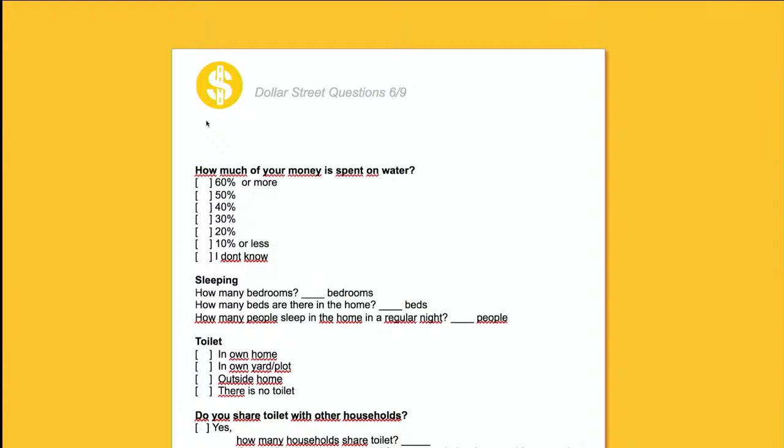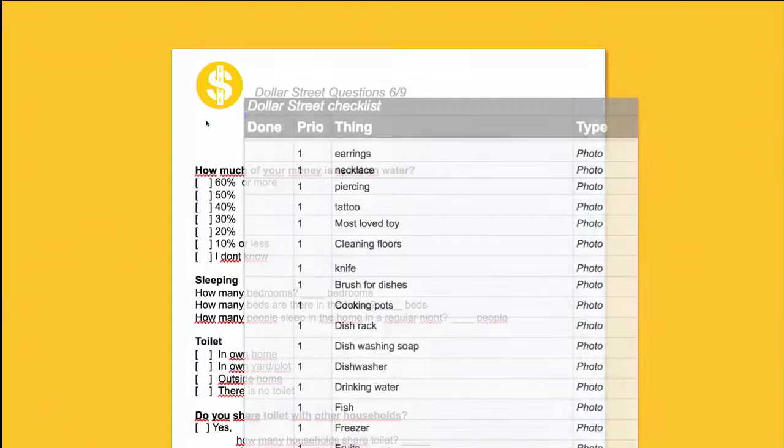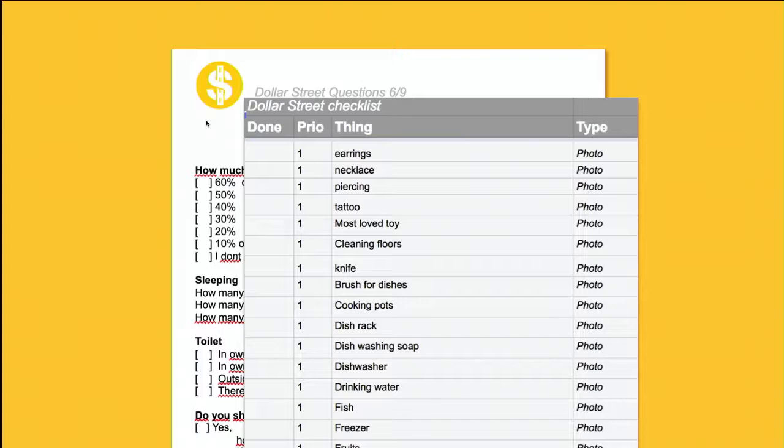In the About section, you can go and find a questionnaire, and you can find the checklist for what things we need from each home to actually make it a Dollar Street home that can live on the site. And we almost have a user upload interface ready. It's not completely ready, so still you have to send it to us, but we can make it available within a day or two at this point.